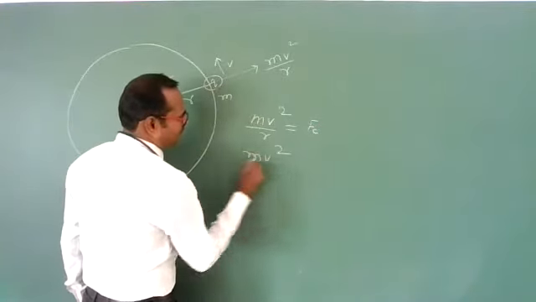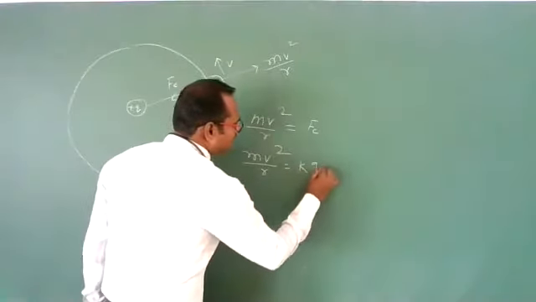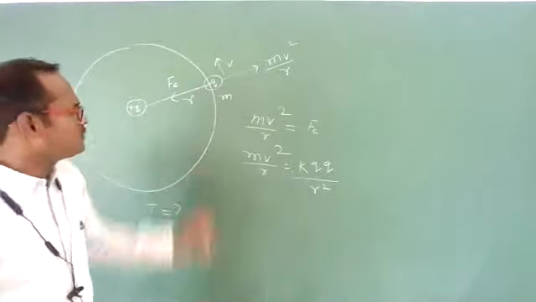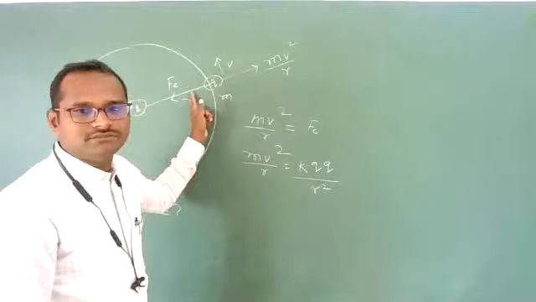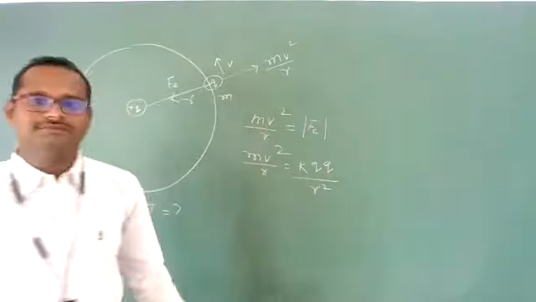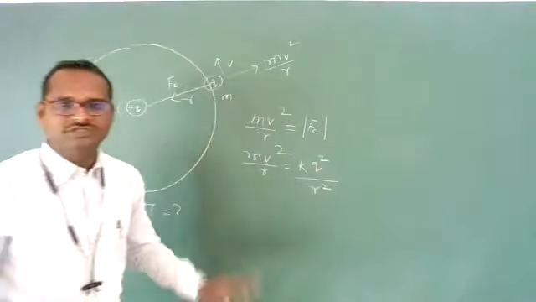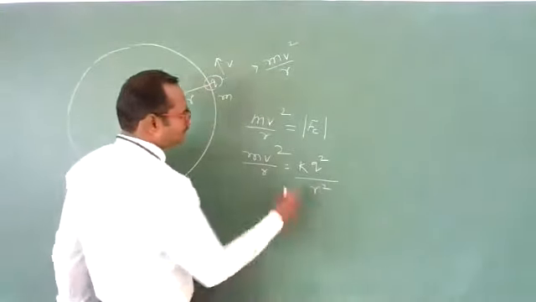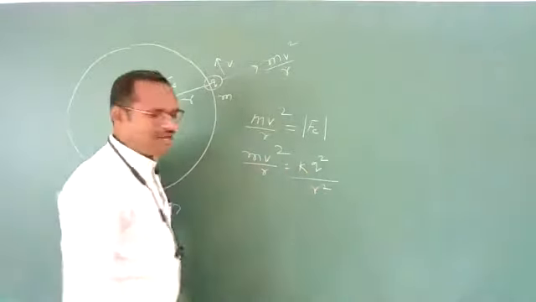So mv square divided by r can be written as, what is the electrostatic force value? K into q into q divided by r square. I am not using signs because I already know the direction. I am taking only the magnitude of the electrostatic force. So q into q times k is nothing but kq square. So mv square by r is equal to kq square by r square.